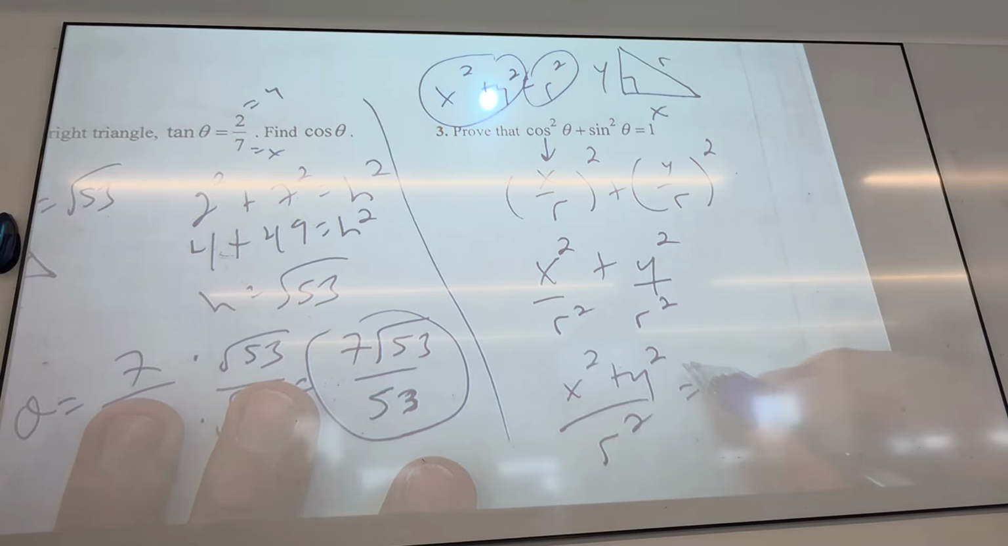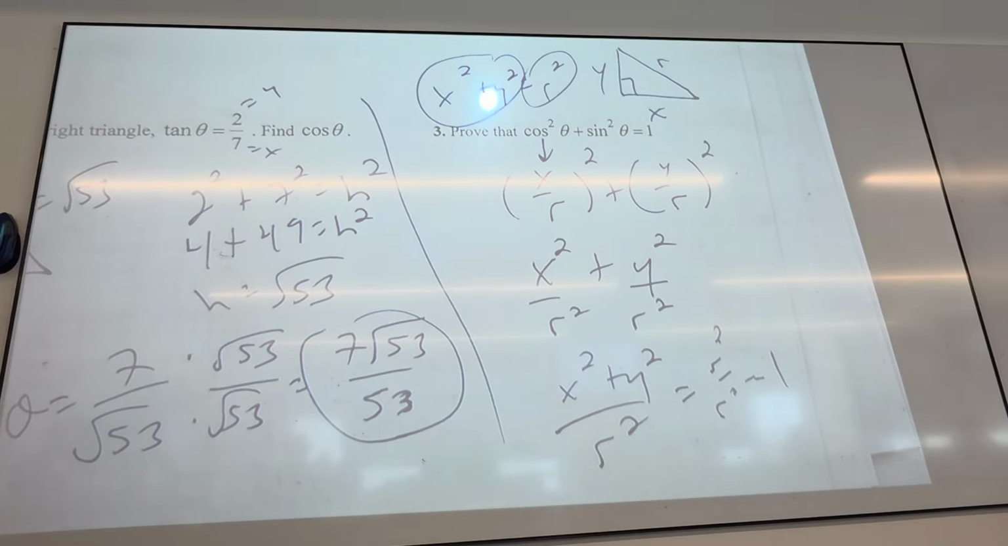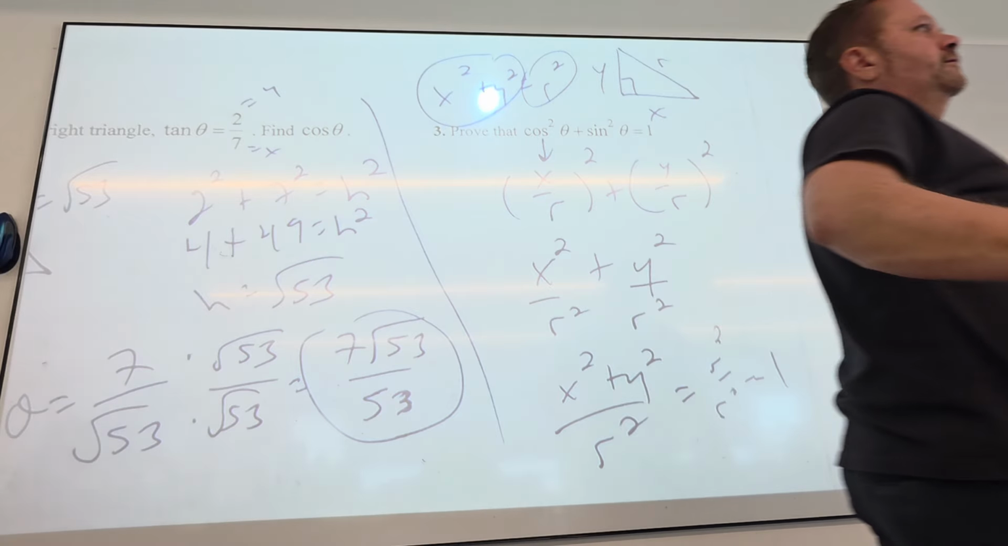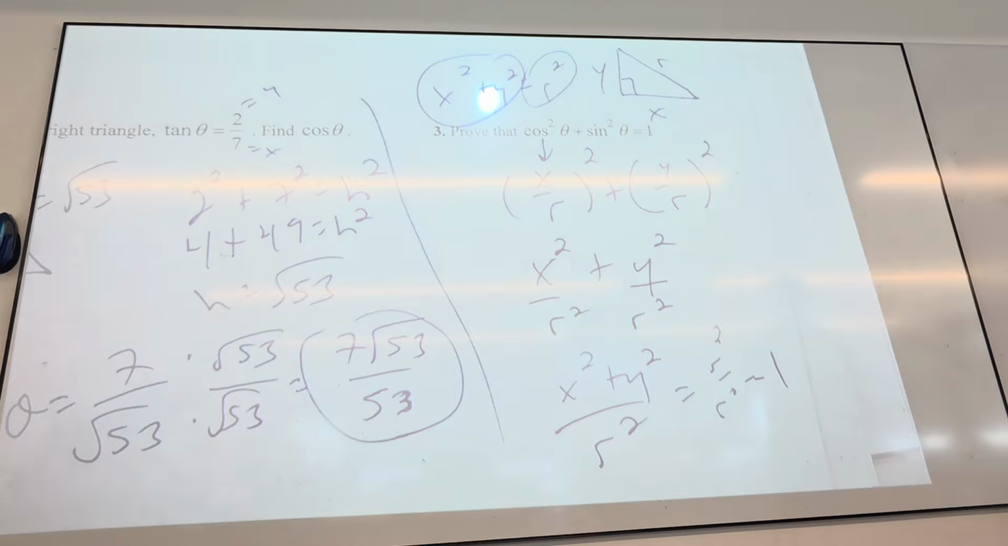So how do I rewrite this? R squared over R squared, which is 1. Or x squared plus y squared over x squared plus y squared. Good, you could do the replacement either way. I love it. They are both the same, so the ratio is 1, no matter which way you go.